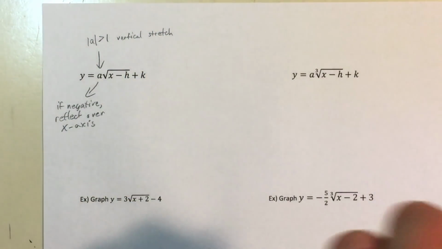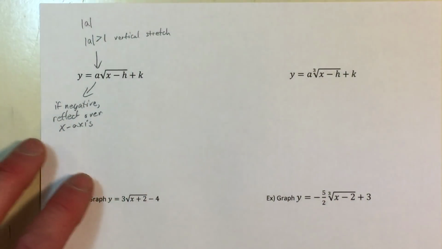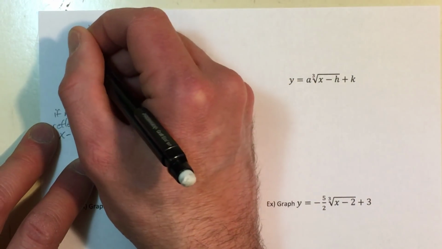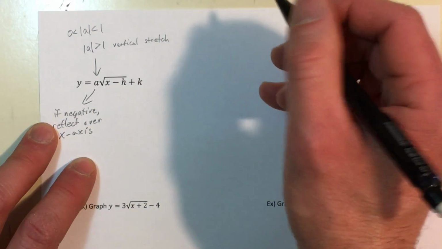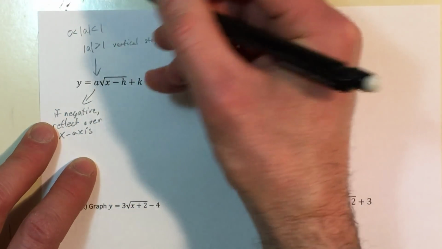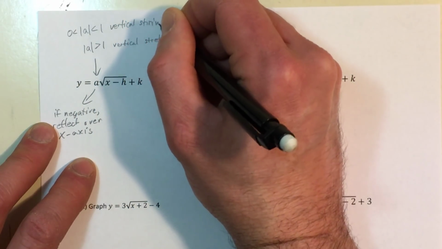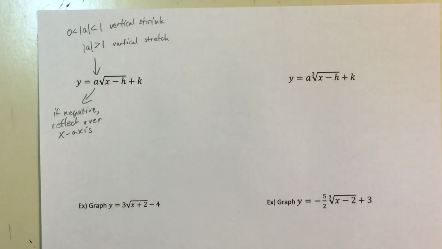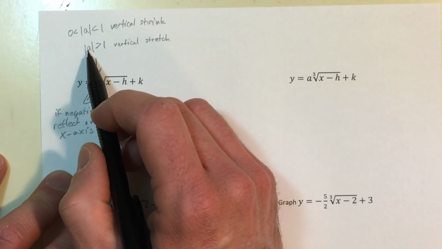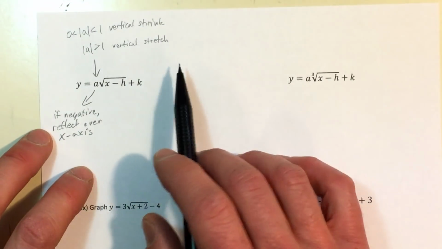And we haven't seen this yet, but hopefully you remember from earlier in the year. If the A, we ignore the negative, that's why I put the absolute value around it. If the absolute value of A is between 0 and 1, that's going to be cutting things. It makes the Y value smaller, so it's going to be a vertical shrink. So don't get too hung up on the absolute value. Again, that's just ignoring the negative. If there's a negative, you reflect your graph over the x-axis. All right, now let's move on.